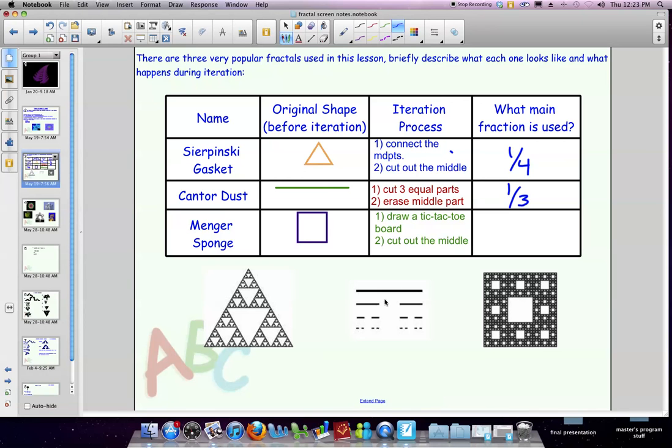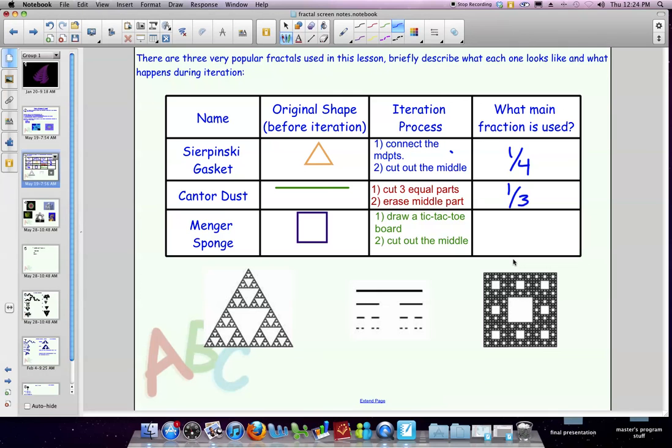Not all shapes cut middles out of things. These happen to be the 3 easiest to draw because pieces disappear. Sometimes you'll take a piece out and add something different in. That's also an iteration process. Anytime you change it, that's what you do. This represents the first iteration. Then with these, you would do the same thing, cut them into 3 equal parts and cut out the middle, so that represents the second iteration and the third iteration. So this is Cantor dust after 3 iterations.